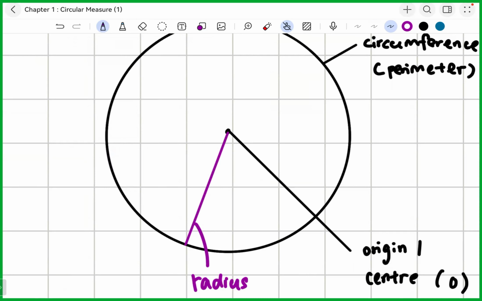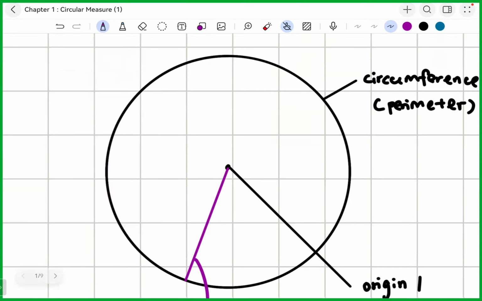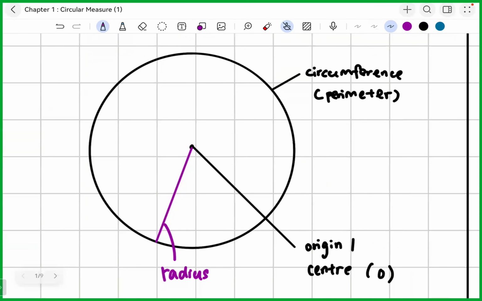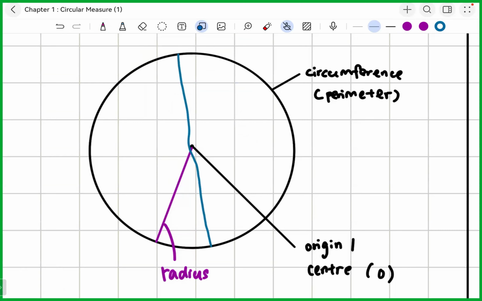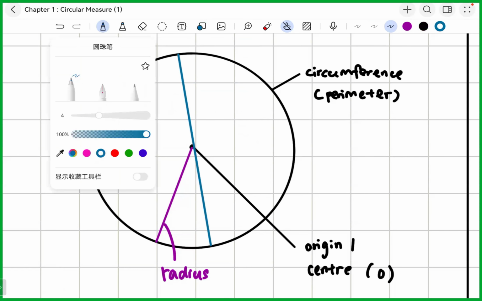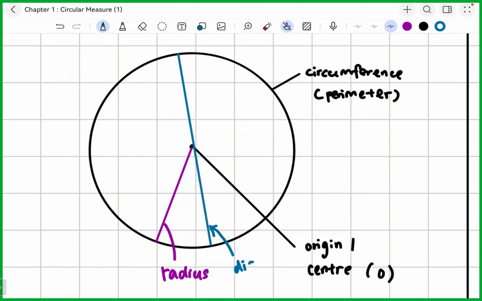Now, what about diameter? Diameter is a straight line that connects both ends of circumference and touches the center of circle. So basically the line is like this. This blue line is known as diameter. Why? Because you see, both ends of the line touch the circumference of the circle, and it also touches the center of circle. So this line is known as diameter.